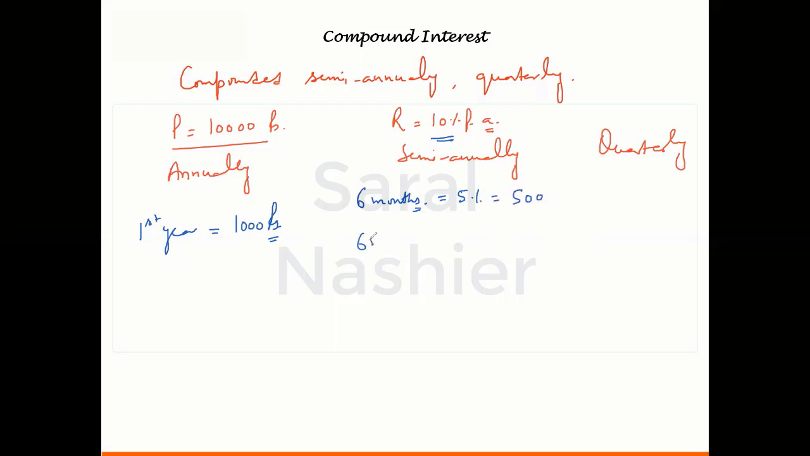And after another 6 months, you will be again charged 5%, which is 500, but you will also be charged 5% on this 500 as well. So you will be charged 25 rupees extra, and therefore in this case the first year's interest would become 1025 rupees, which was initially 1000 in case of annual.